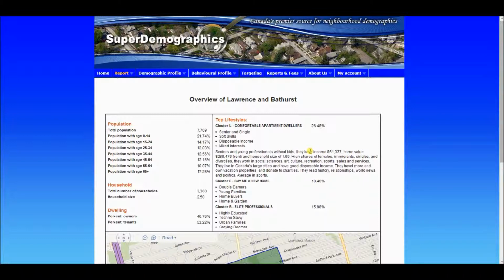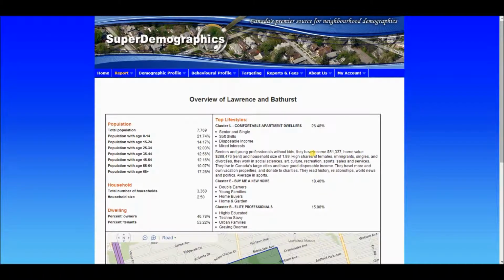Today we'll be covering the different types of reports and the differences between them, and how and when to use them. Let's begin. Reports can be divided into two major categories: trade area analyses, which come from the Demographic Profile tab, and behavioral profiles or lifestyle reports, which come from the Behavioral Profile tab.